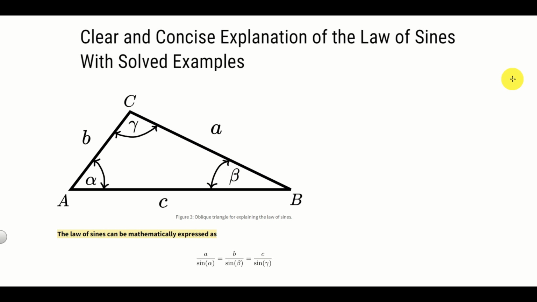Hello everyone. In this mathematics, calculus and trigonometry tutorial, we provide a clear and concise explanation of the law of sines. The law of sines is a very important trigonometric law that is often used in mechanical and electrical engineering, as well as in robotics and physics. Furthermore, we will solve several examples that illustrate the application of the law of sines.